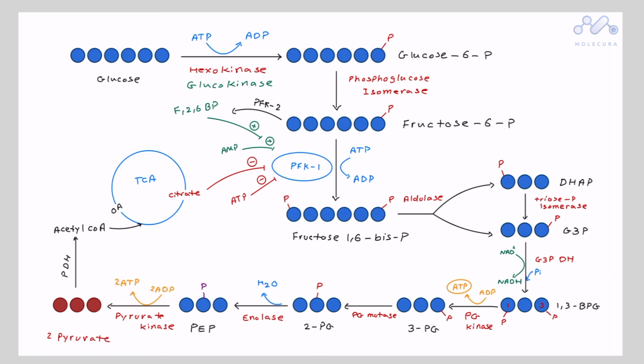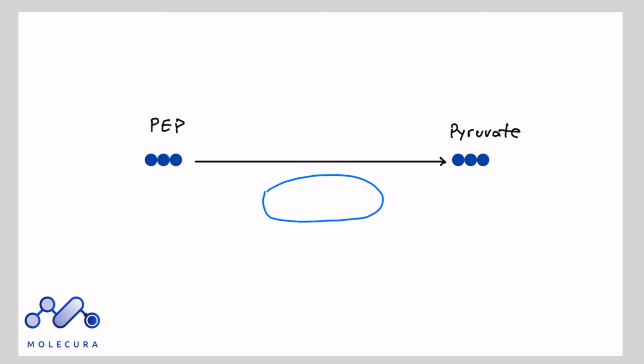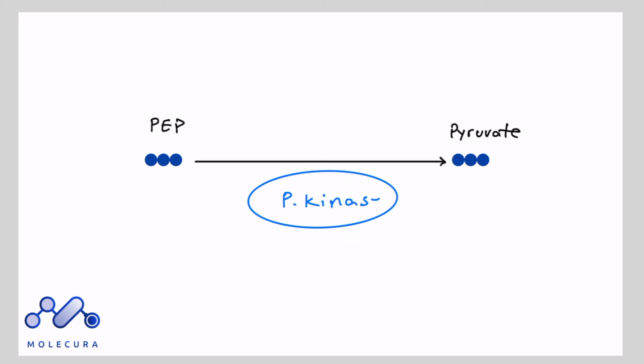This reaction is happening through the action of pyruvate kinase, which is also highly regulated in glycolysis. So let's talk about that. As we said here, we have our phosphoenol pyruvate, and our phosphoenol pyruvate is getting converted into pyruvate. This is our pyruvate. And this is happening through the action of an enzyme we call pyruvate kinase.